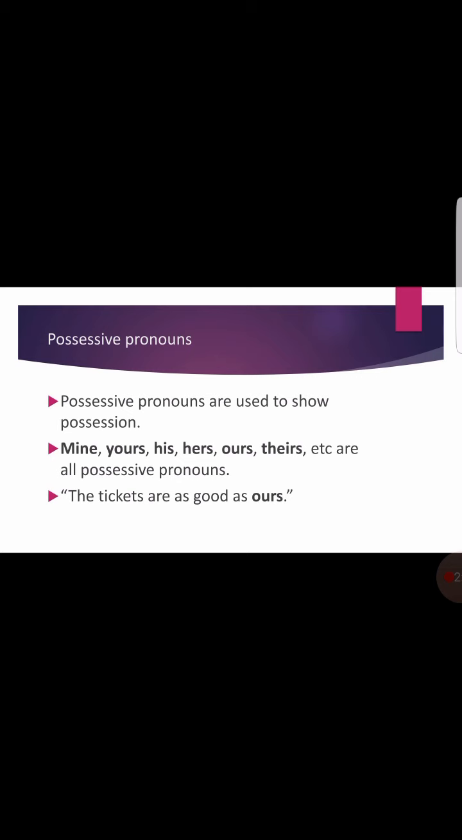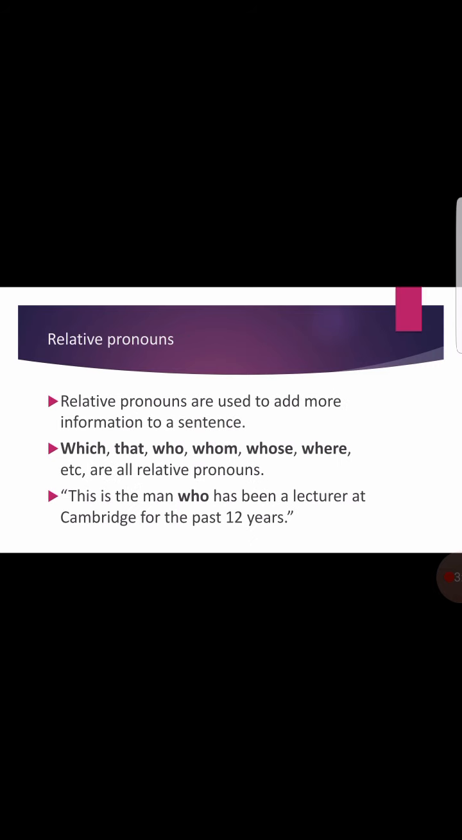Possessive pronouns. As the word indicates, it shows possession. Possessive pronouns are used to show possession of something or someone. Mine, yours, his, hers, ours or theirs are all possessive pronouns. Example is, the tickets are as good as ours. Here, ours is the possessive pronoun.